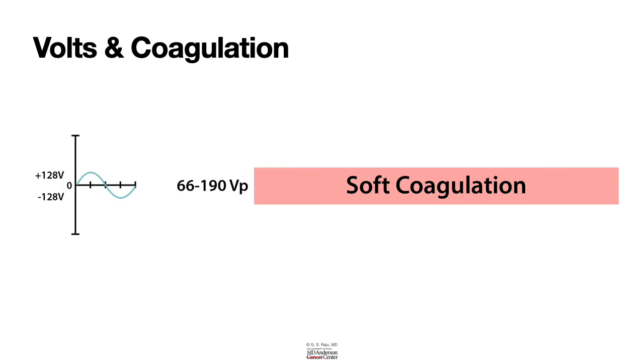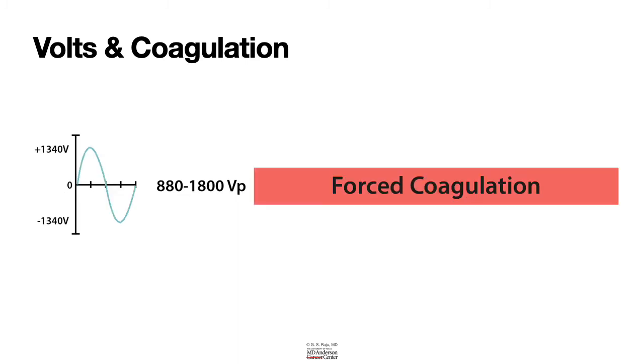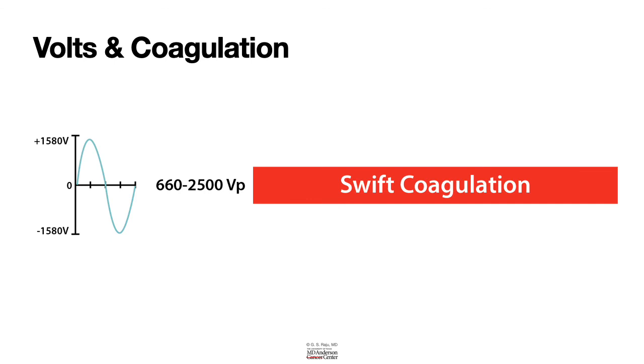So let us take one step further. There are different ways you can use coagulation, and it all depends upon the voltage, right? We've learned already that soft coagulation is less than 200 peak volts. With force coagulation, it goes between 800 to 1800. And there's something called swift coagulation. Here you have very high voltages, from 660 to 250 peak voltages.